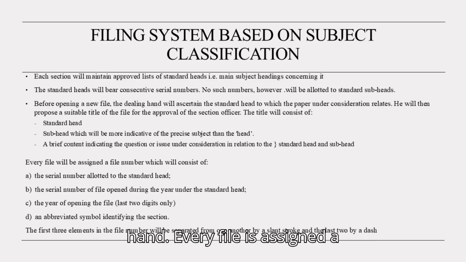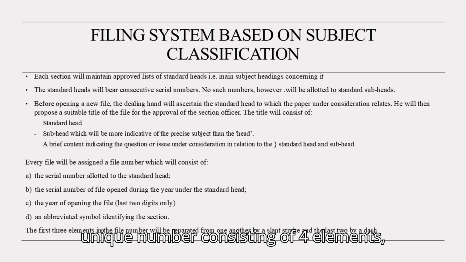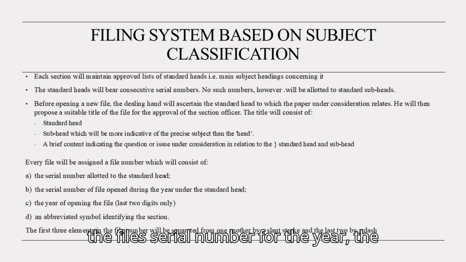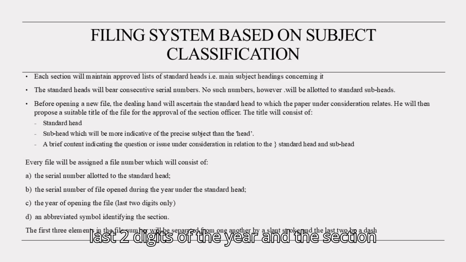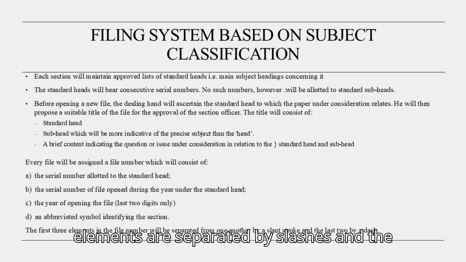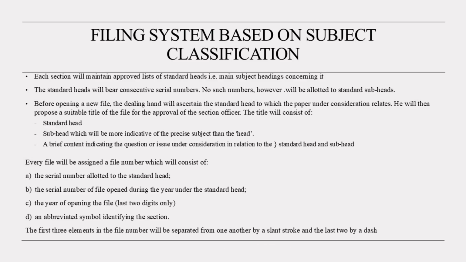hand. Every file is assigned a unique number, consisting of 4 elements: the serial number of the standard head, the file's serial number for the year, the last 2 digits of the year, and a section identifier. The first 3 elements are separated by slashes, and the last by a dash.